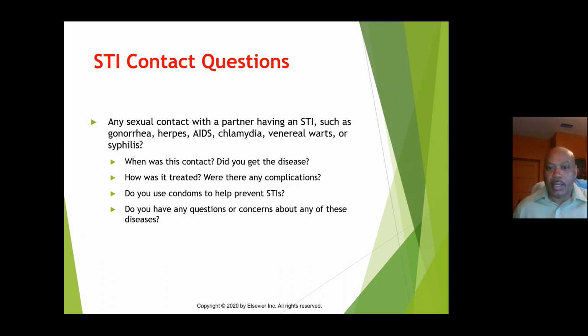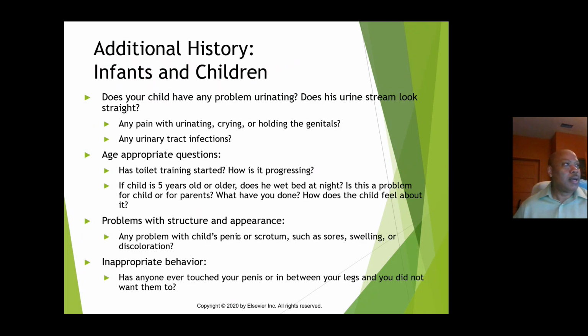The next one we are looking at here is additional history regarding infants and children, and this information can be found on pages 689 to 690. Again, it provides you with some examiner questions to ask, as well as the rationale. For example, does your child have any problems urinating? Does his urine stream look straight? Any pain with urinating, crying, holding the genitals, UTIs, infections, and so forth.